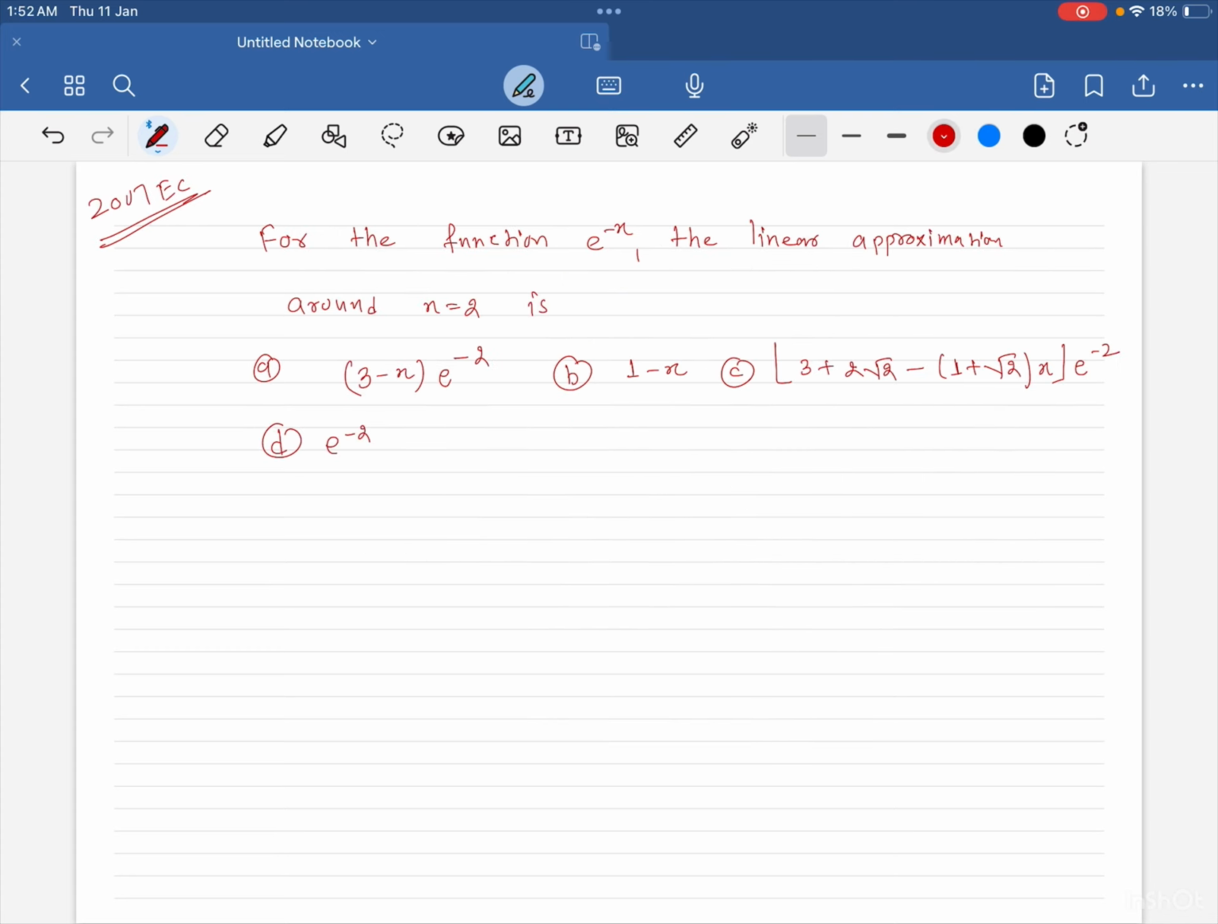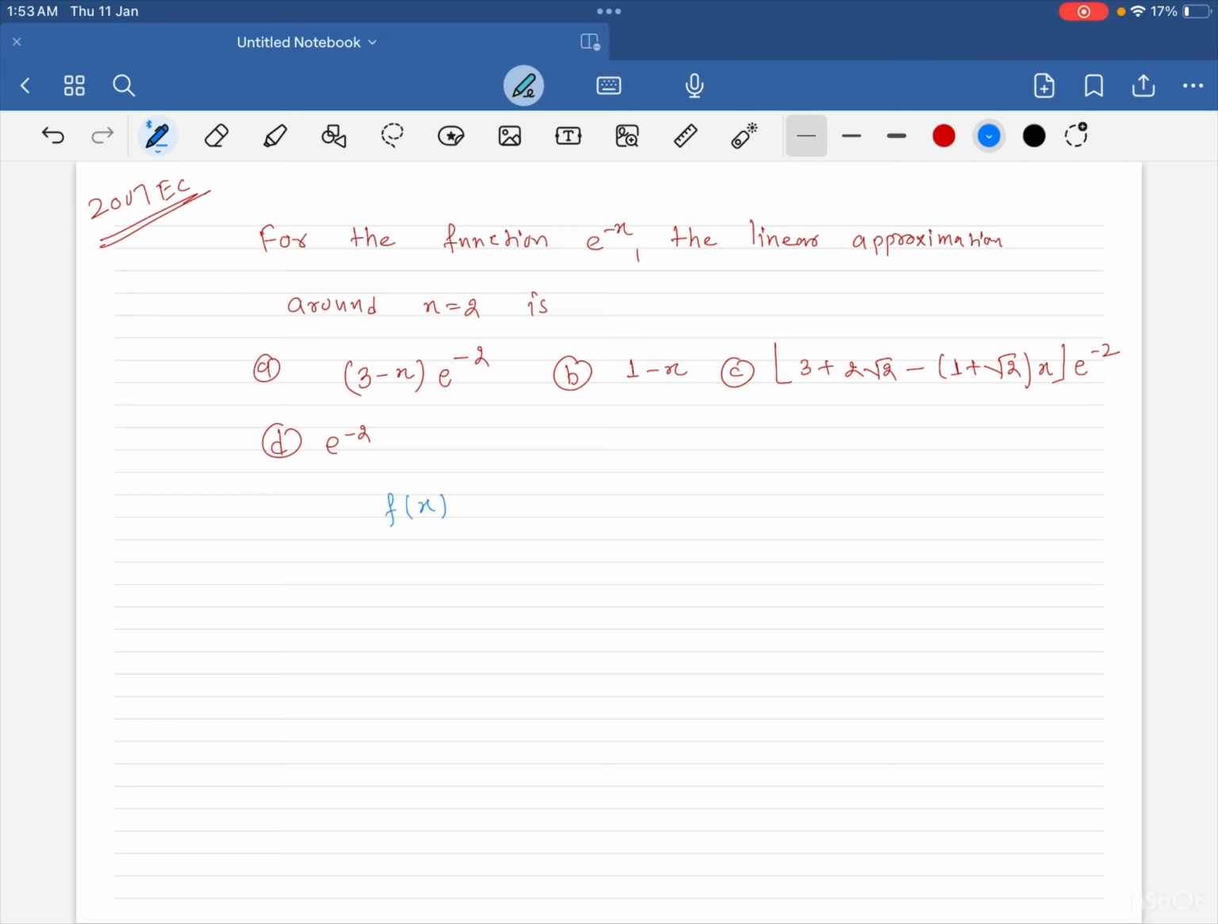So this question is from EC 2007, right? And we have given that for the function e to the power minus x, the linear approximation around x is equals to 2 is. So we need to find the Taylor series expansion about the point x is equals to 2 of this function e to the power x. So let's do that.